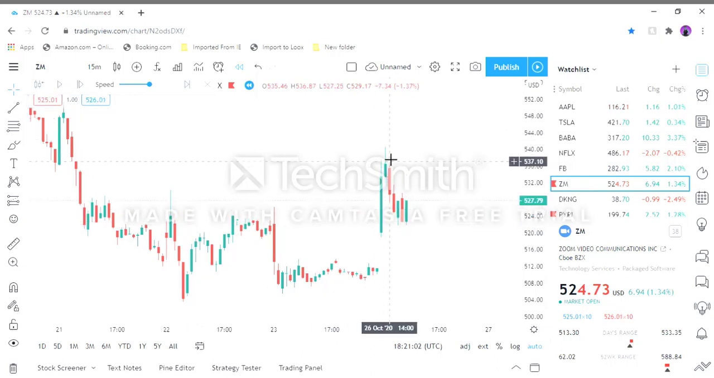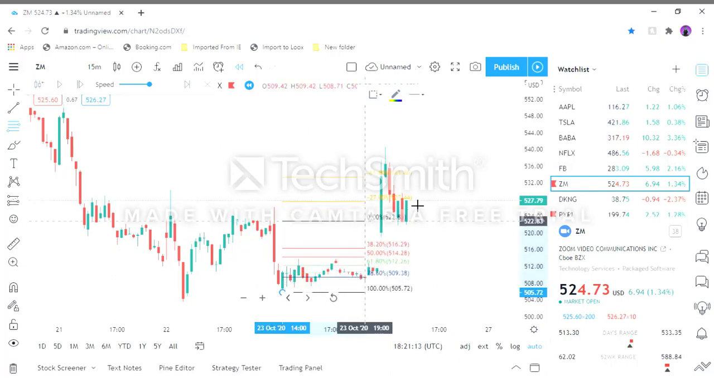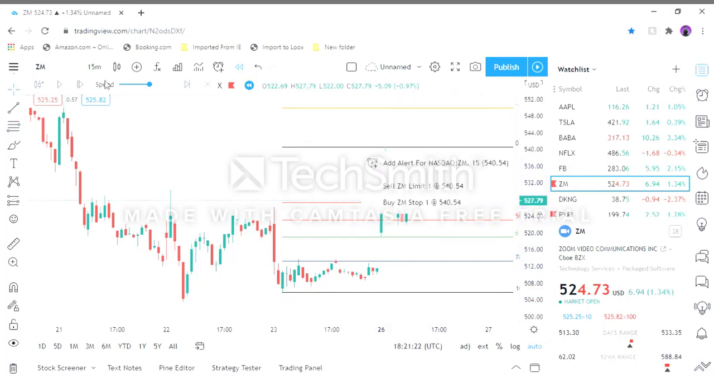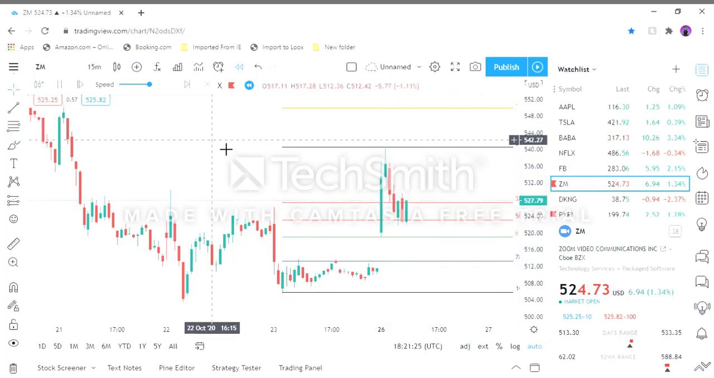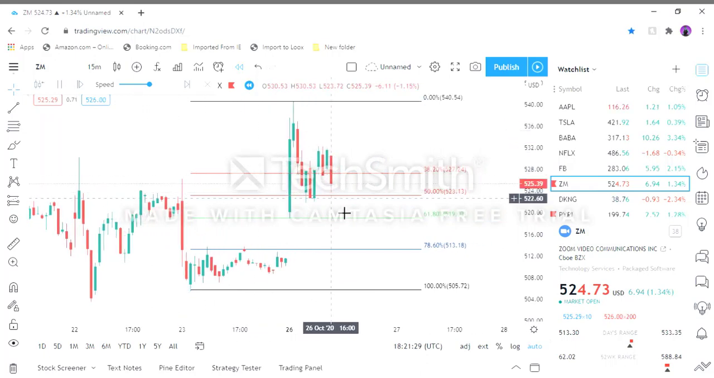Alright, so that's it right there. You get your tool. Start from the lowest point up to the highest point, and then you do it the reverse. If you expect it to go down, start at the highest point to the low. Another zoom. Now you wait for it to break one of these lines.